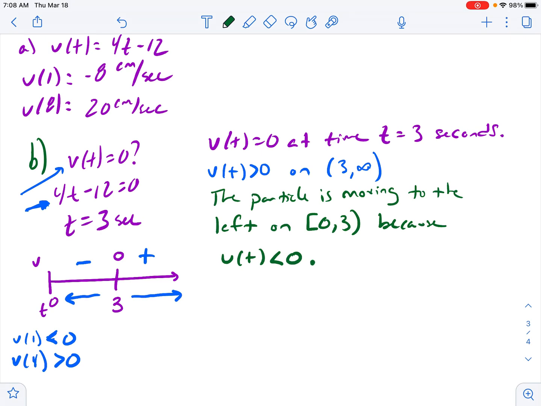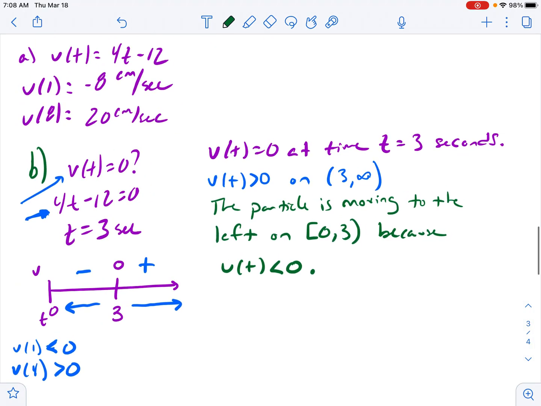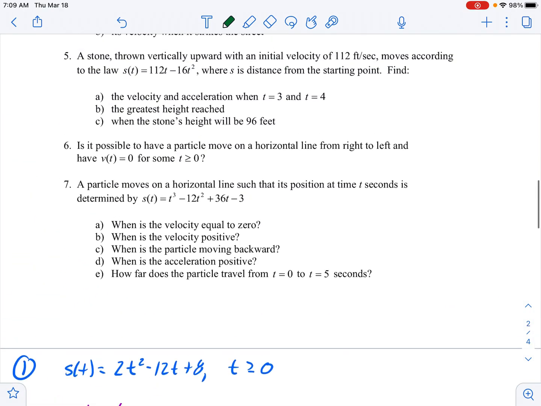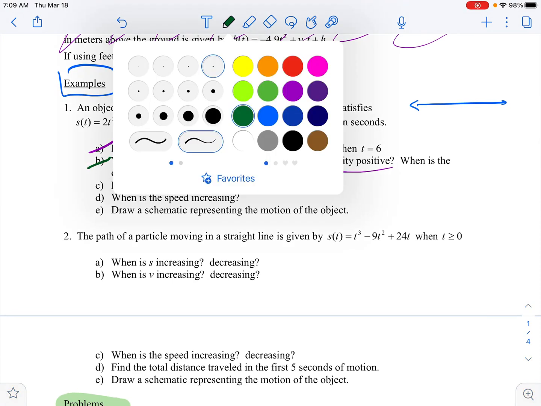Velocity is negative. And typically, again, on a short response type problem, you're going to have to justify your answers. So that's why I'm writing these justifications out, and I would ask that you do the same. Okay? That takes care of part B. Part C.